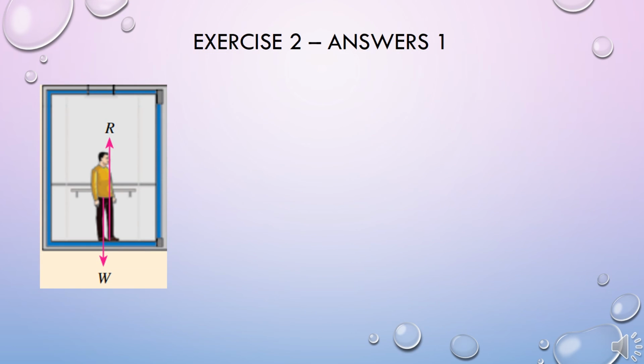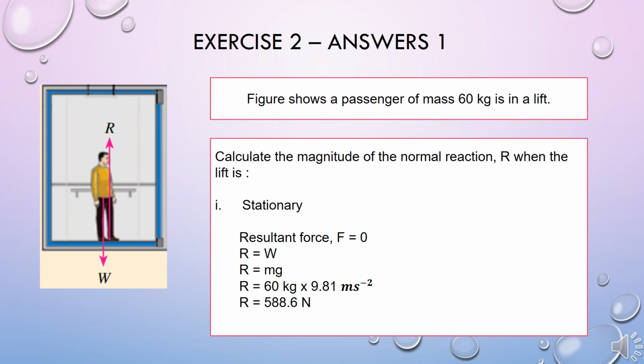Okay, so this is the answer for question number 1. When the lift is stationary, the resultant force is equal to 0. So, the normal reaction R is equal to the weight of the passenger. So, R equal to mg. m is 90 kg and g is 9.81 meters per second square. You will get the answer normal reaction R is 588.6 Newton.